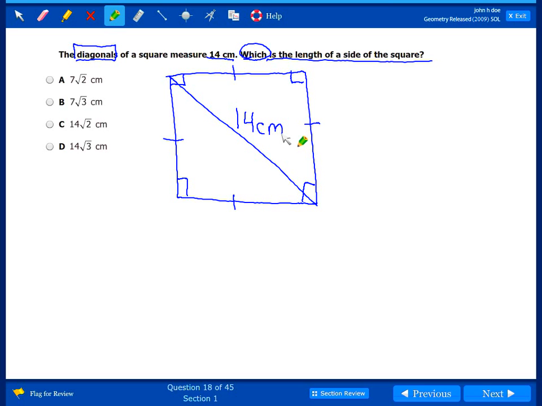So how do we solve this? There's a couple different ways to do it. Let's first just break this triangle out. So you should see that we have a right triangle with x and x.